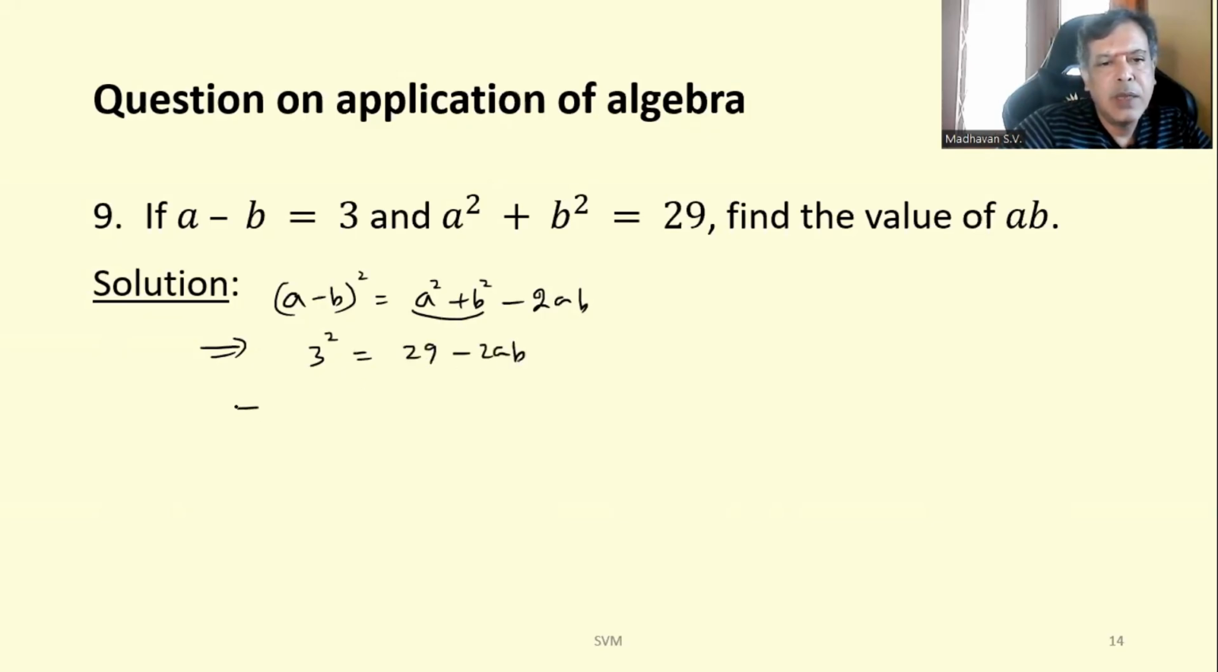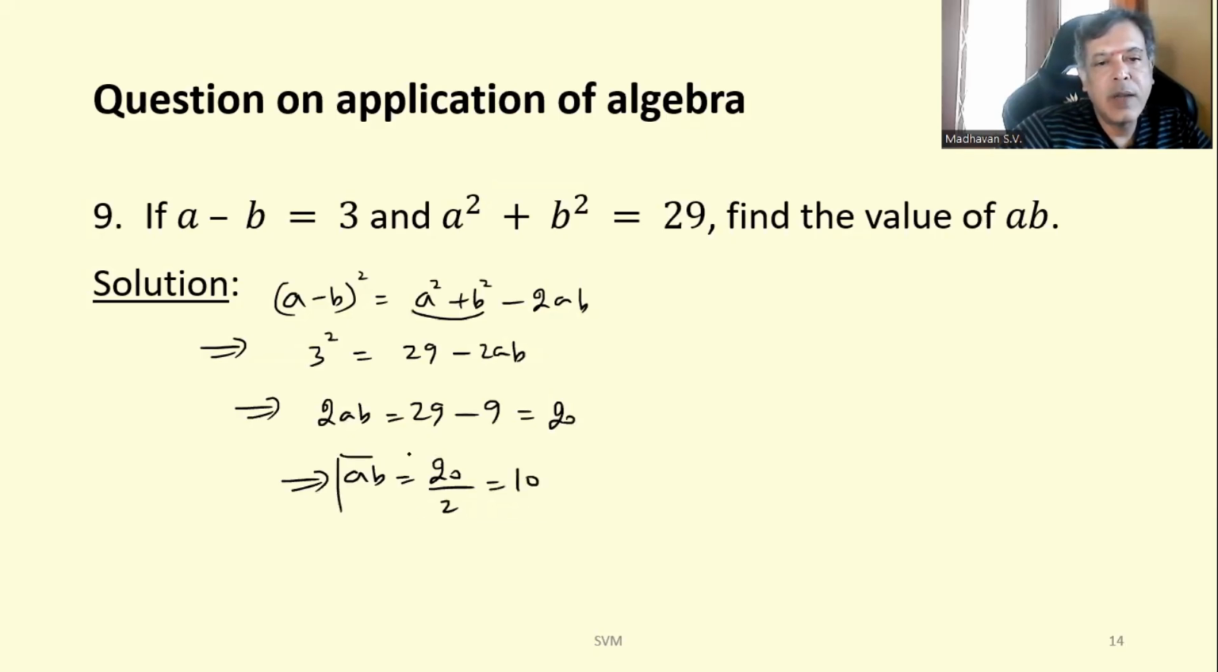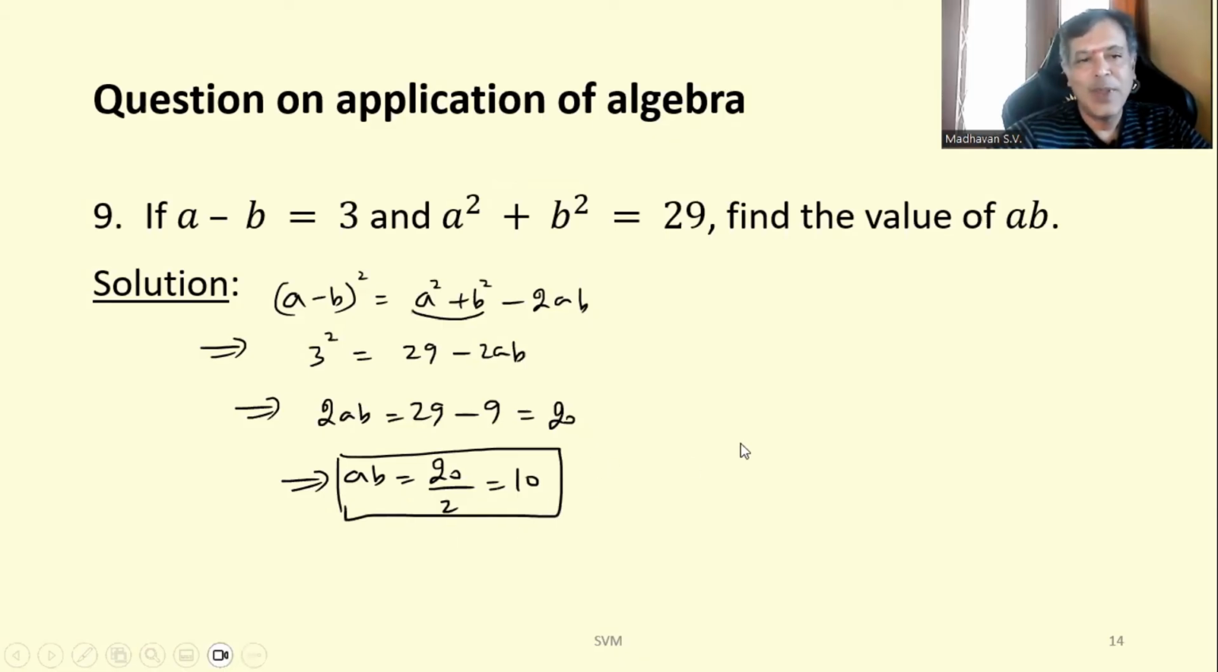Minus 2ab, which means if I bring this minus 2ab to the left-hand side, it becomes positive 2ab equal to 29, and 3 square is 9, so minus 9. You bring this 3 square to the right-hand side, it becomes negative 9. You get 20 here, which means our ab is equal to 20 by 2, which is 10. That is what they have asked us to find. So ab is 10. Let us move on to the next question.